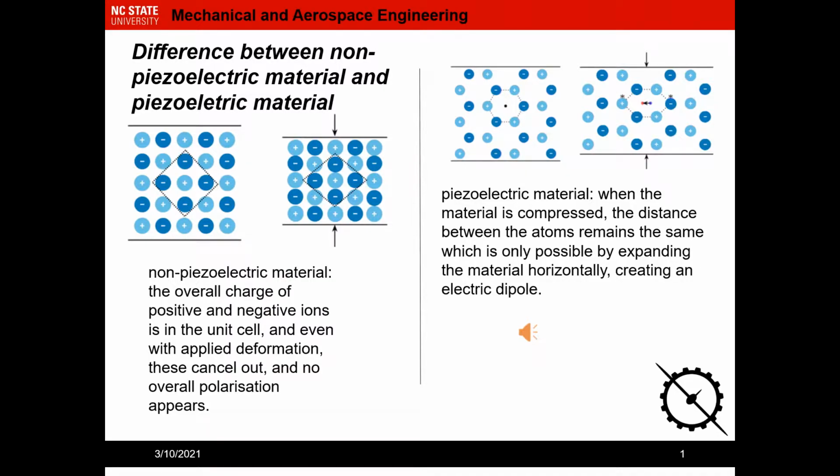For the non-piezoelectric material, the overall charge of the positive and the negative ions is in the unit cell, and even with applied deformation, they cancel out and no overall polarization appears. For the piezoelectric material, when the material is compressed, the distance between the atoms remains the same, which is only possible by expanding the material horizontally, creating an electric dipole.